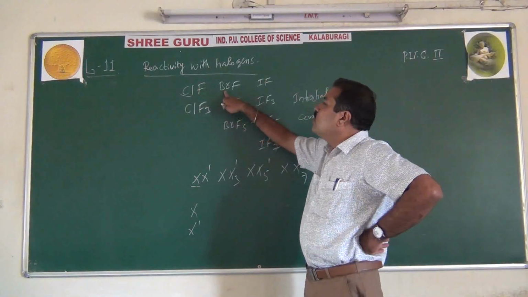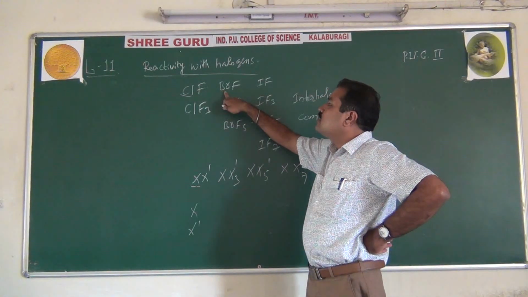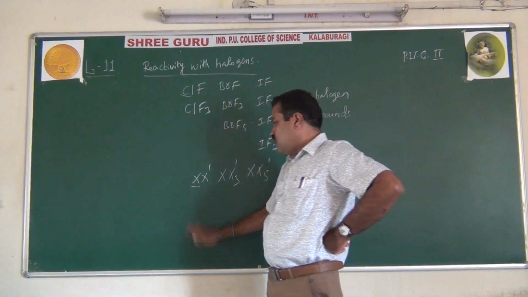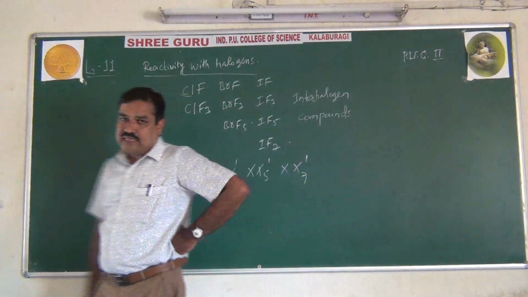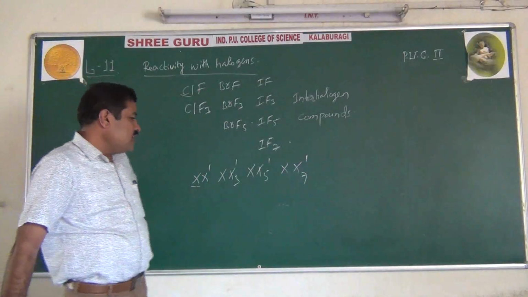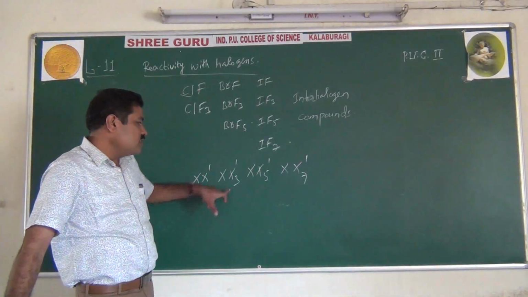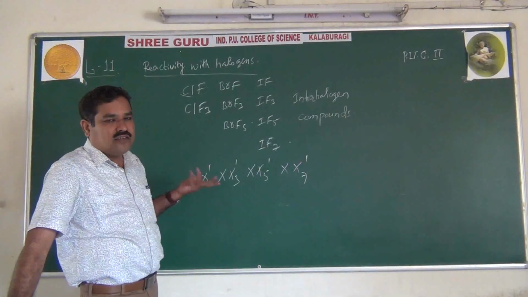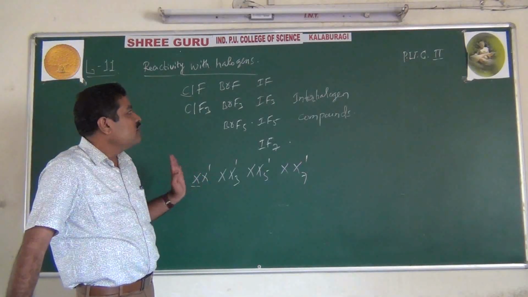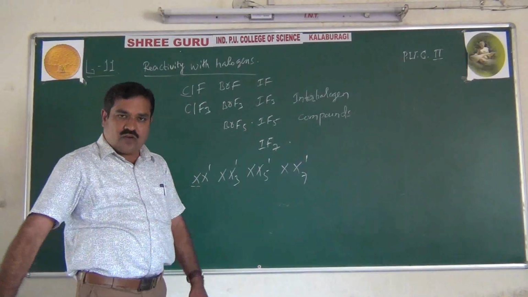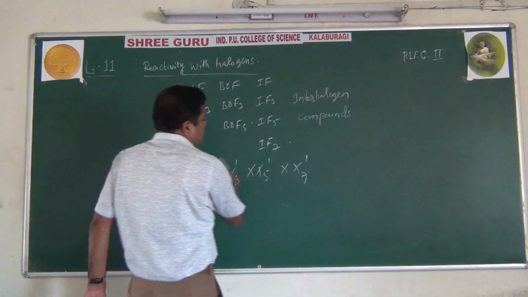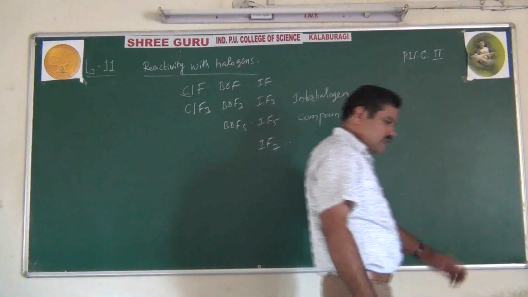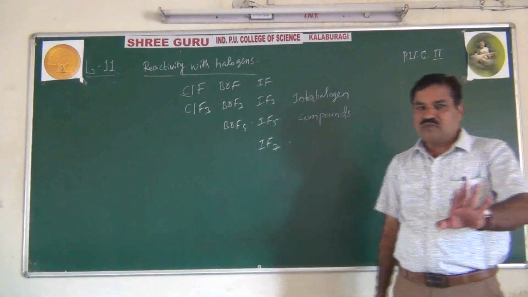See, bromine is larger in size, fluorine is smaller. Like this, it is possible to form. It is represented by the general formula XX', XX'3, XX'5 and XX'7, with oxidation states plus 1, plus 3, plus 5 and plus 7. That's why I told you, minus 1 in their hydride forms. That's it. Like this, they react with halogens and form a class of compounds called interhalogen compounds. Got it? So this completes reactivity with the halogens.